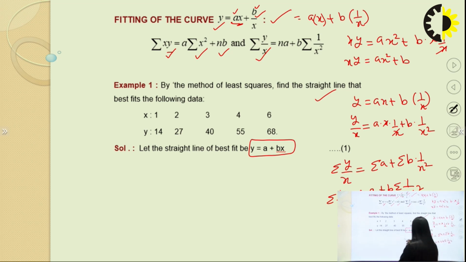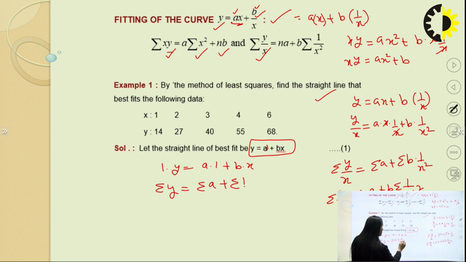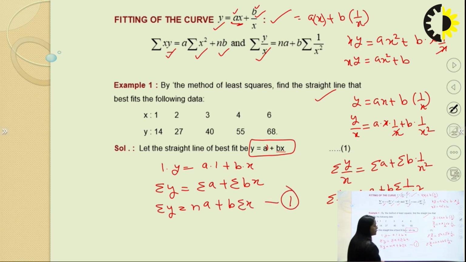And you already know that if the equation of a straight line is y is equal to a plus bx, I'll first multiply the same equation by the coefficient of a. The coefficient of a here is 1, so I'll multiply by 1. So a into 1 plus b into x. Now applying summation, summation y is summation a plus summation bx, and the equation we get is summation y is equal to na plus b summation x. So this is equation number 1.